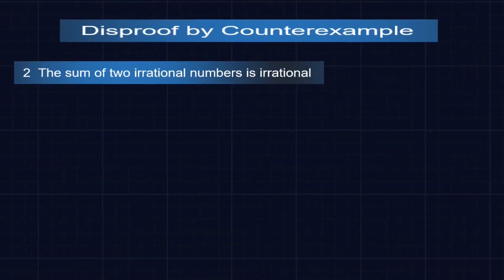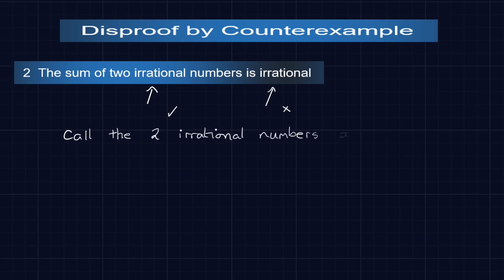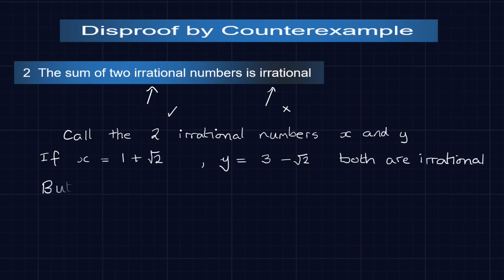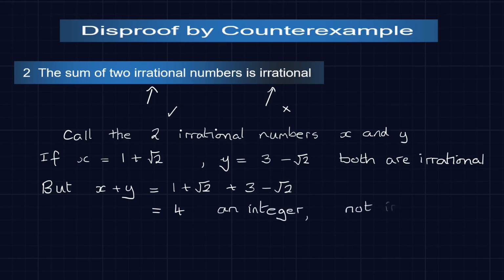Here's a second example. The sum of two irrational numbers is irrational. Our task is to find two irrational numbers that when added do not give an irrational answer. If we call our two numbers x and y, then we could use x equals 1 plus root 2 and y equals 3 minus root 2. Both are irrational, but when we add them we get 4, which is an integer. It is not irrational. We have a counterexample, a pair of numbers where the statement is found to be false.